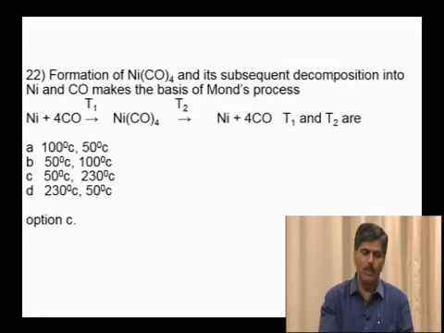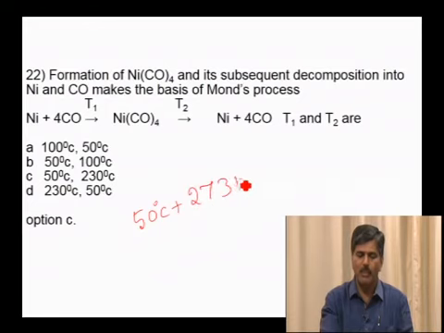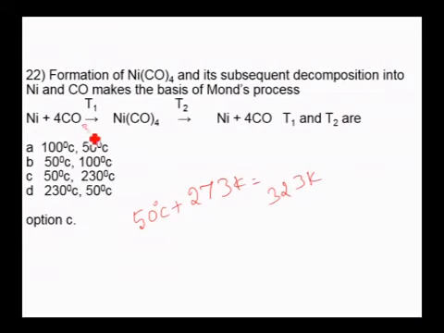Let us convert them into Kelvin temperature. So, 50 degree centigrade is converted to Kelvin temperature by adding 273, which is equal to 323 Kelvin. The next temperature is the higher temperature, 230 plus 273, giving rise to 503 Kelvin. So, the higher temperature is 503 Kelvin.